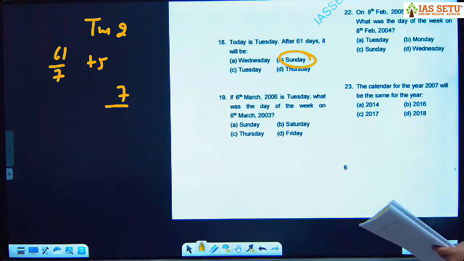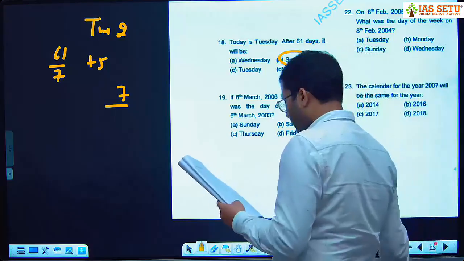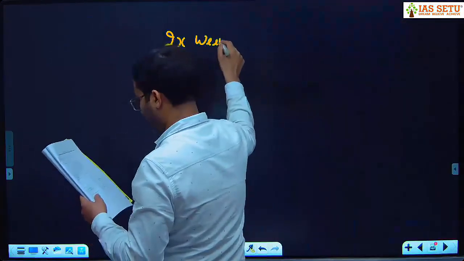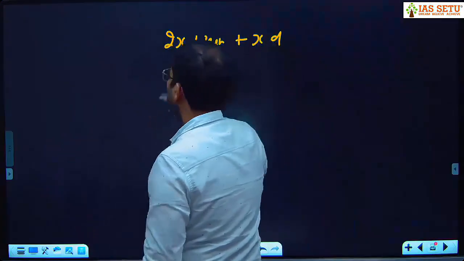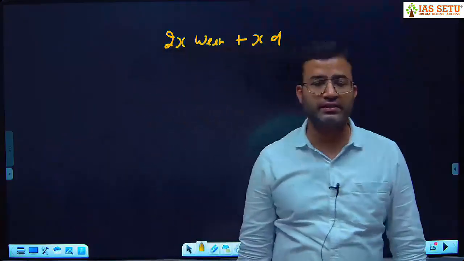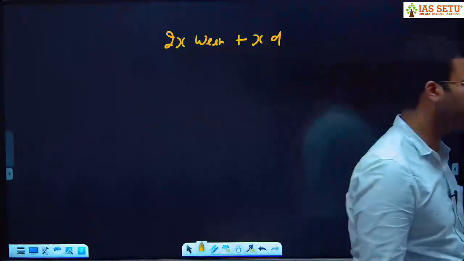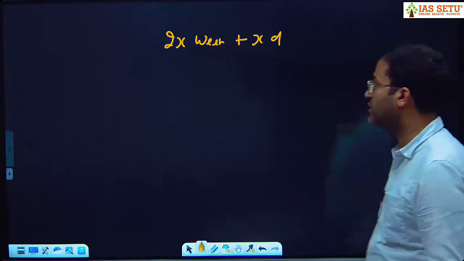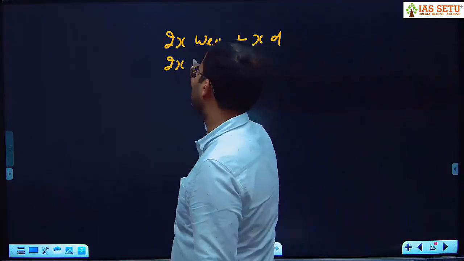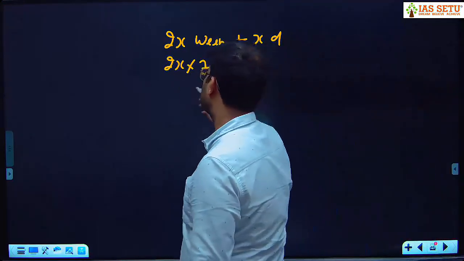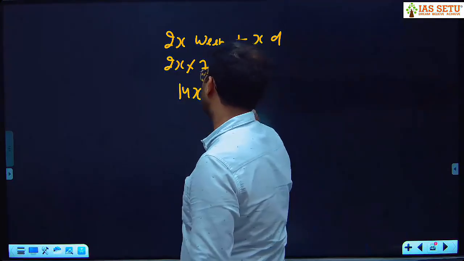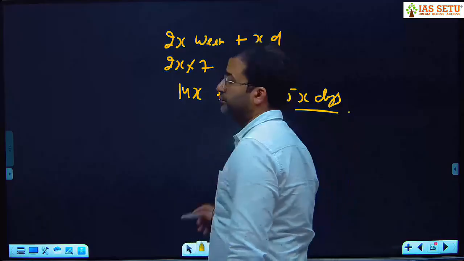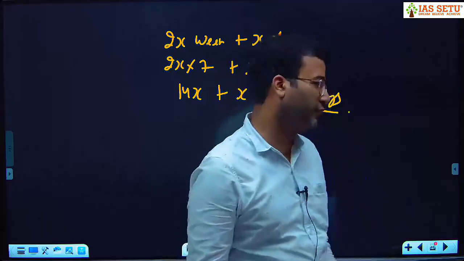21. How many days are there in 2x weeks plus x days? In 1 week, how many days are there? 7. In 2 weeks, how many days are there? 14. To convert weeks into days, you multiply by 7. So it is 2x into 7 plus x, so 14x days plus x, it is 15x days.